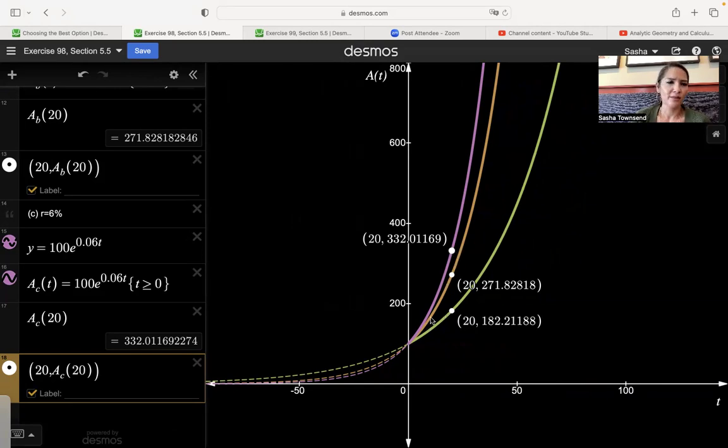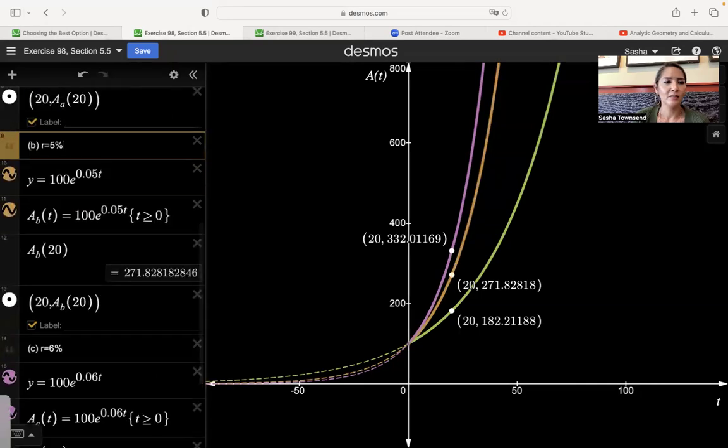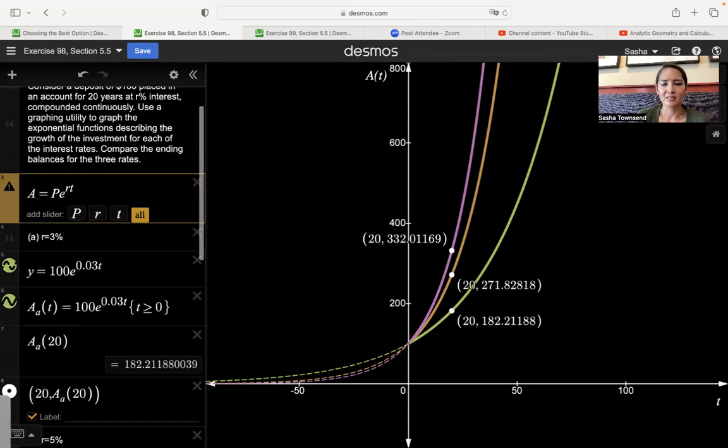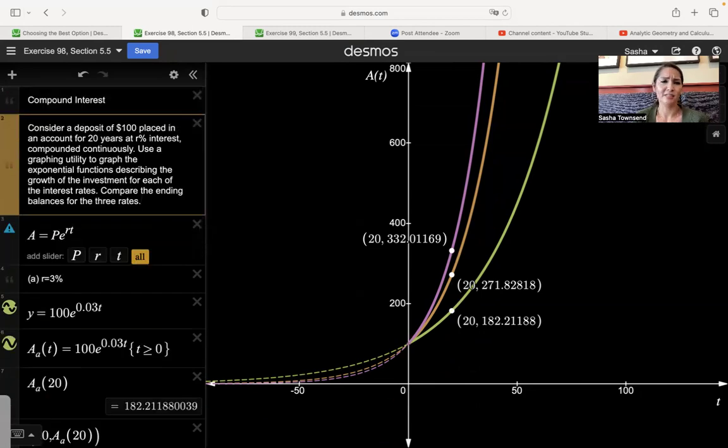So I think the green one was that 3%? I'm not sure. The purple one is 6%. The orange one is 5%. And then the green one is 3%. So you have 3, 5, and 6%. Obviously, 6% would be better if you're earning interest on that. So I like this example just because it helps you visualize the exponential functions and see that basically they all have the same shape, but changing that value of R changes the slope, makes them a little bit steeper. So they grow a little bit faster if R is larger.